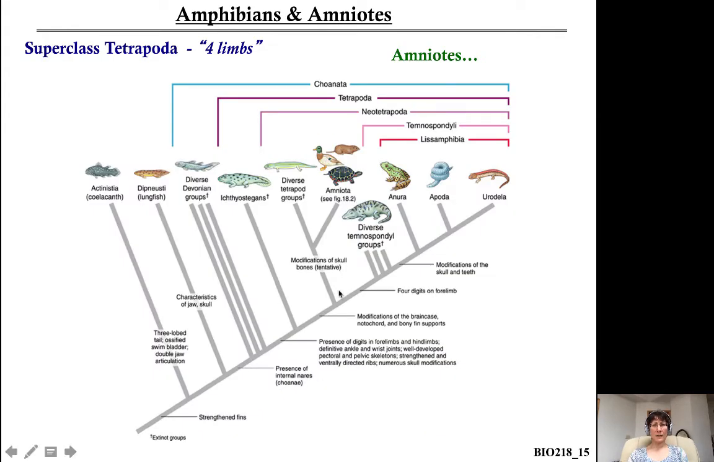So this is a phylogeny from a previous lecture, and the Amniota is right here. So remember, we've already covered the tetrapods, the Tetrapoda. This week in lecture, we're going to talk about the Lissamphibia. We, of course, covered all the fish. So now we're going to go into this group. So what do all of the amniotes have in common?